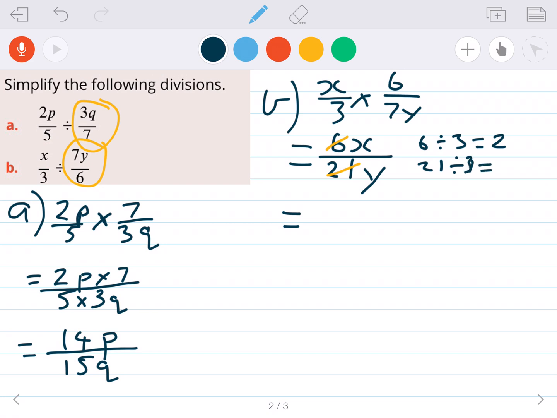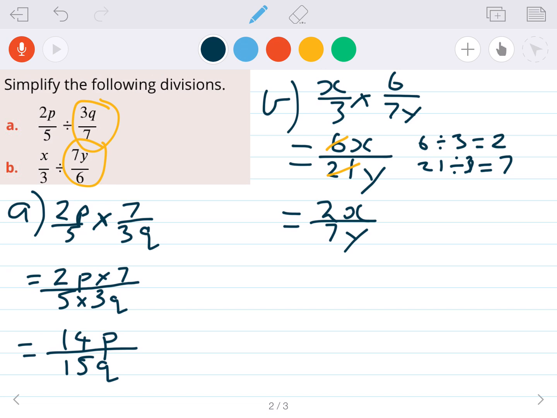Sorry, that's some bad writing there. So we've got 6 divided by 3, that will be 2, and 21 divided by 3, that will be 7. So then this becomes 2x over 7y. So if you don't find the highest common factor, just check again if the same number goes into both 2 and 7. We know that they don't because 7's a prime number. So that won't have any other multiples other than 7 and itself. So that's as far as you need to take that.